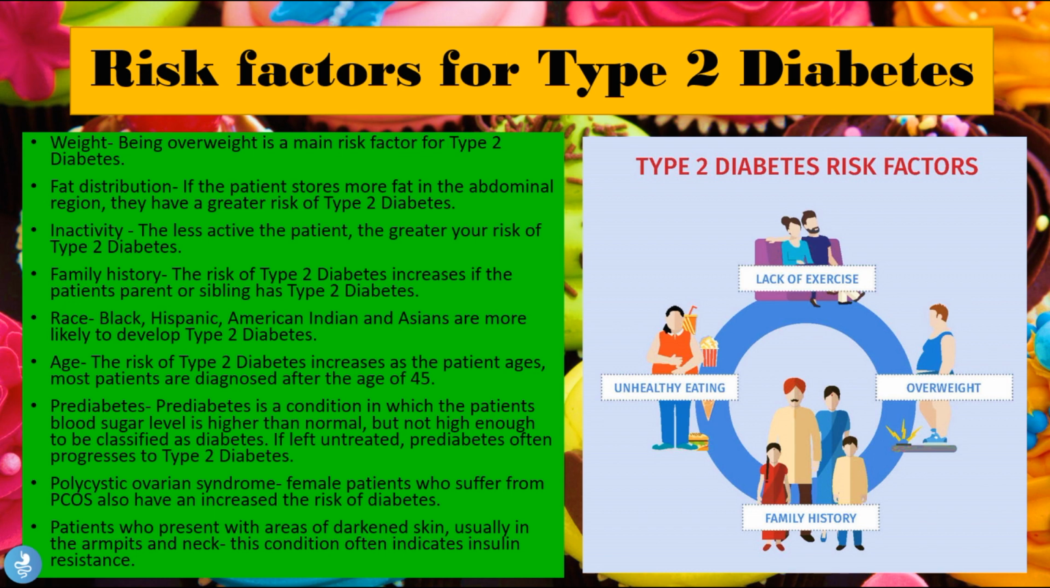Polycystic ovarian syndrome can also be a risk factor. Female patients who suffer from PCOS also have an increased risk of type 2 diabetes. And finally, patients who present with areas of darkened skin, as we mentioned in the previous slide, usually in the armpits and the neck, and this condition often indicates some sort of insulin resistance. So these are all risk factors for type 2 diabetes.